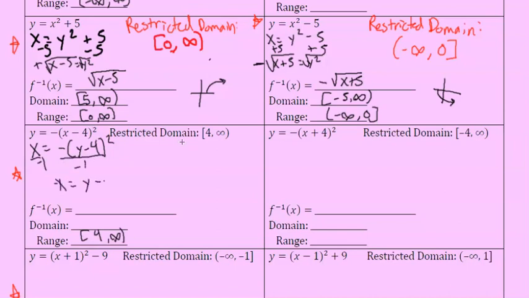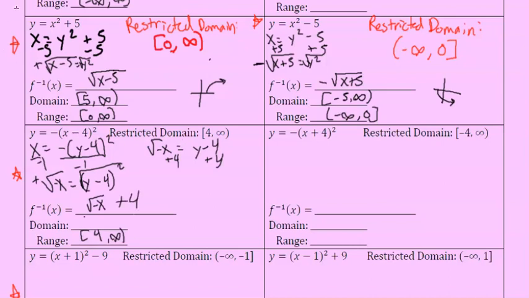and then we want to get rid of that squared, so we're going to take the square root of each side. The restricted domain is the positive part, so we're going to put a plus sign right there. So we have the square root of -x equals y minus 4. Add 4 to each side, and then you have your inverse, f inverse of x equals the square root of -x plus 4.